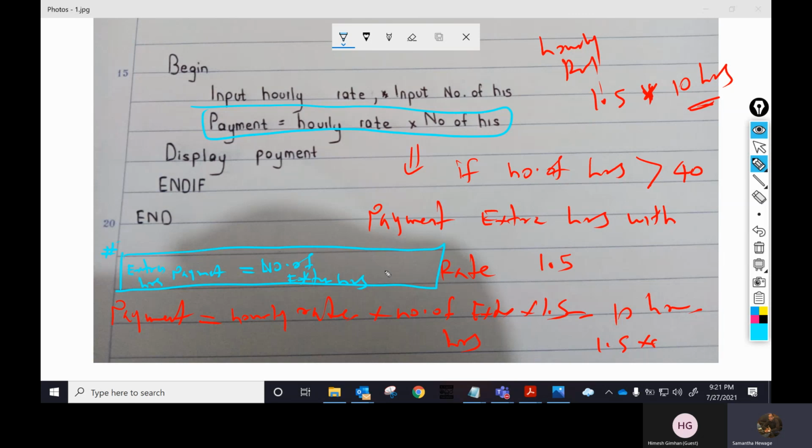Number of extra hours multiply by hourly rate multiply by 1.5. Got it? Yes, sir. Got it. Okay, good.